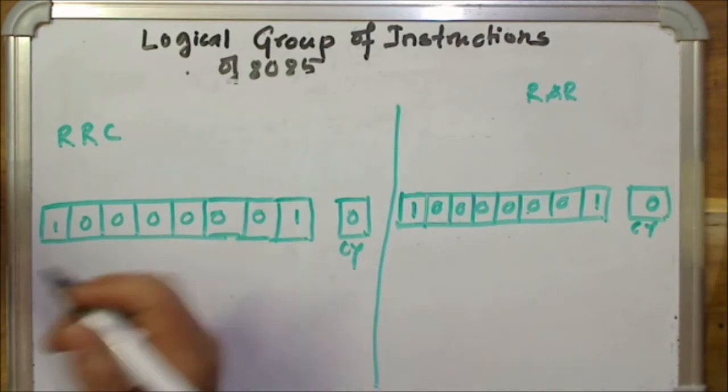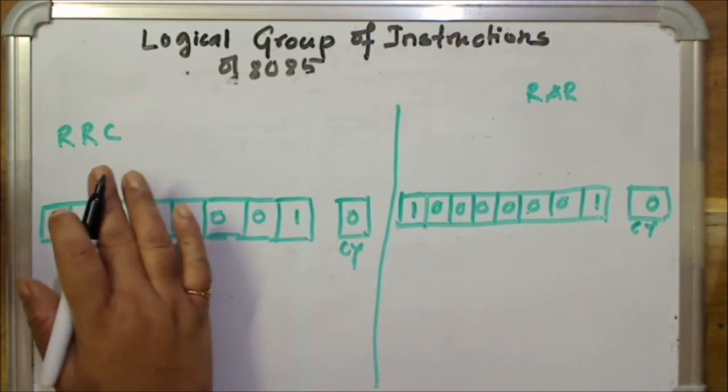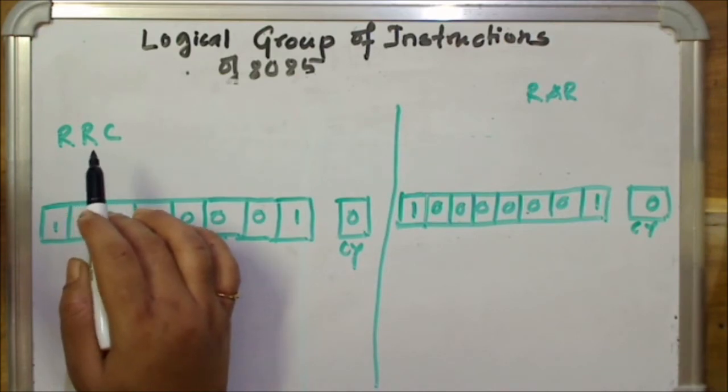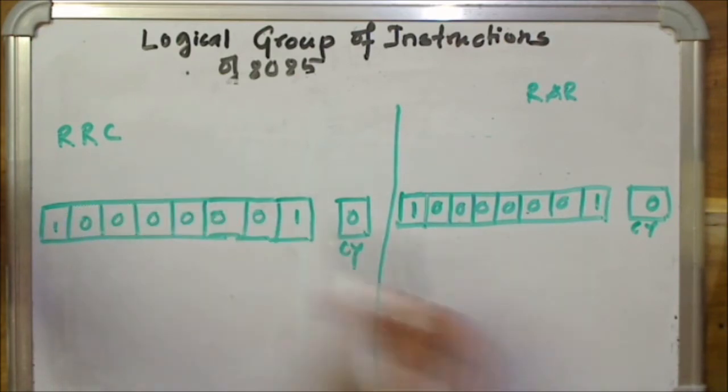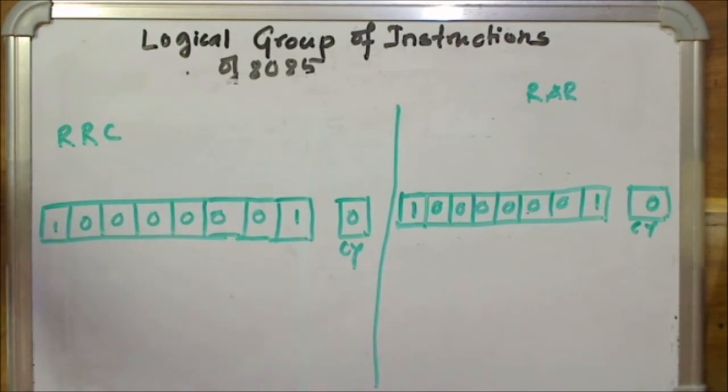Okay, now before going to the use, let me give you all an example so that you can understand the difference between RRC and RAR. Now, rotate right. First, RRC: one bit will go one position to the right. Rotate right with carry.